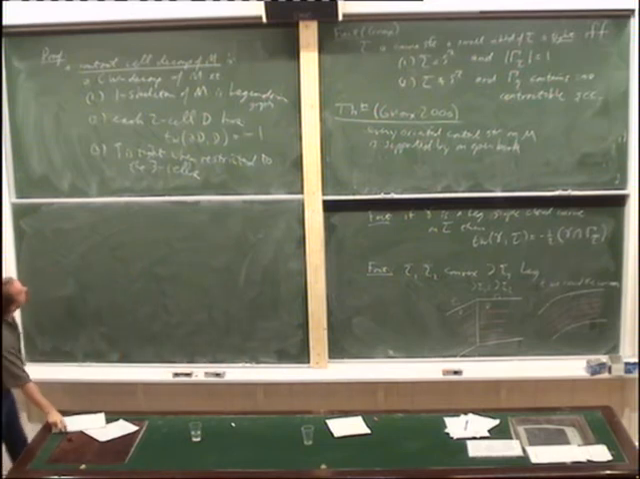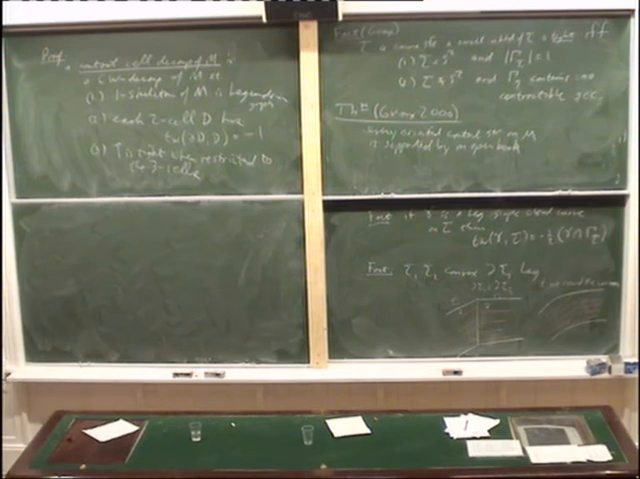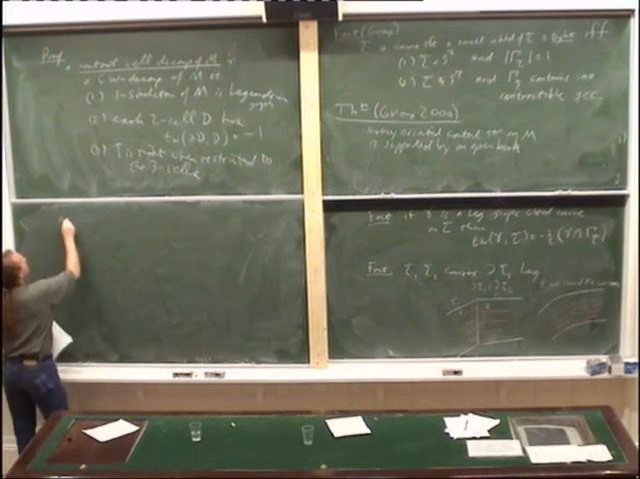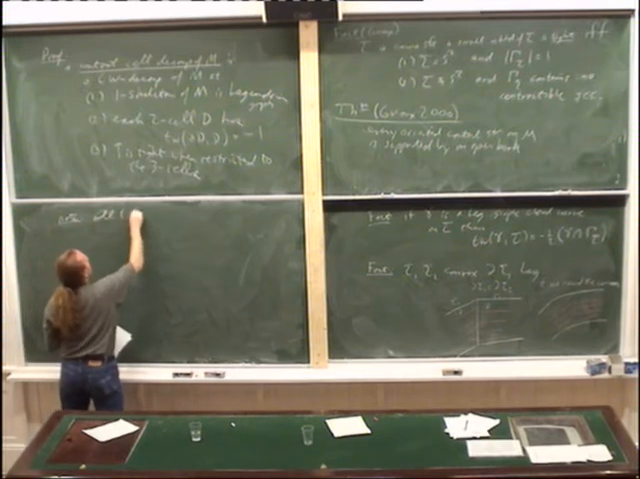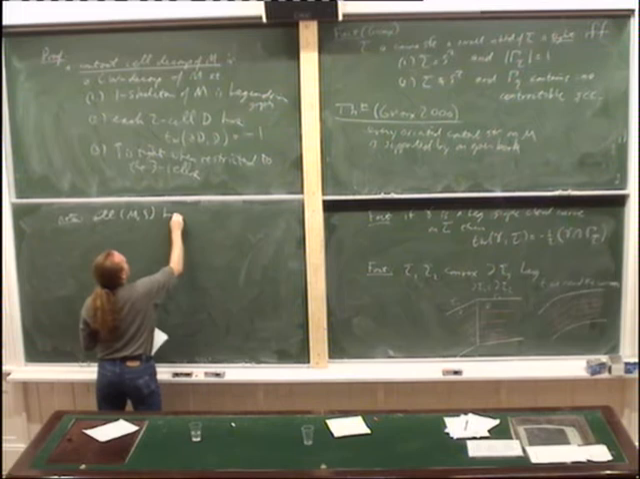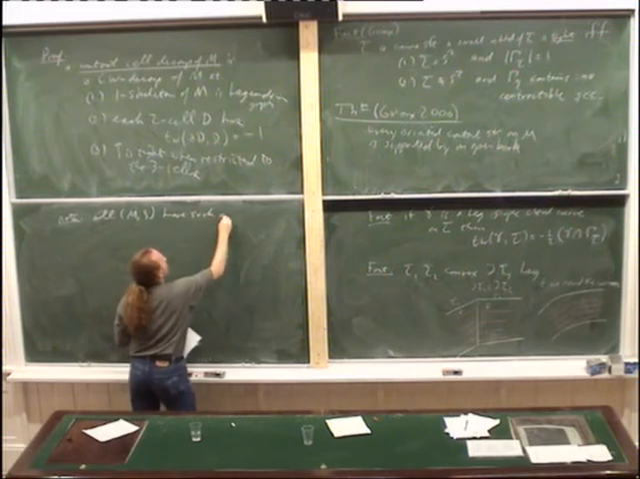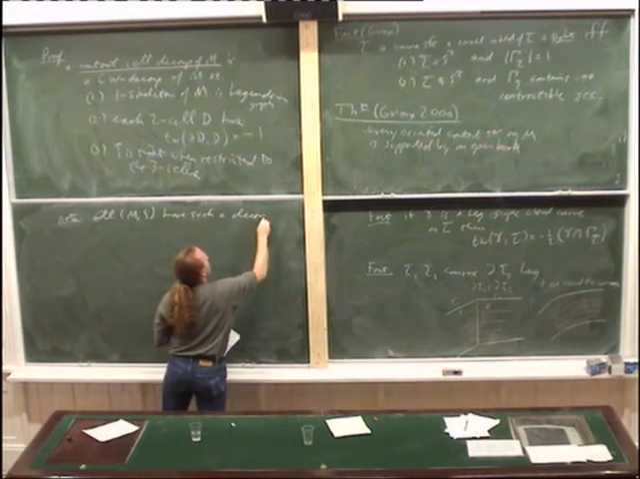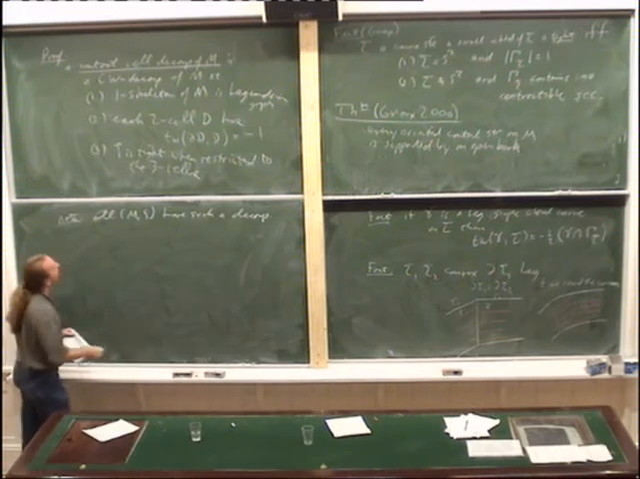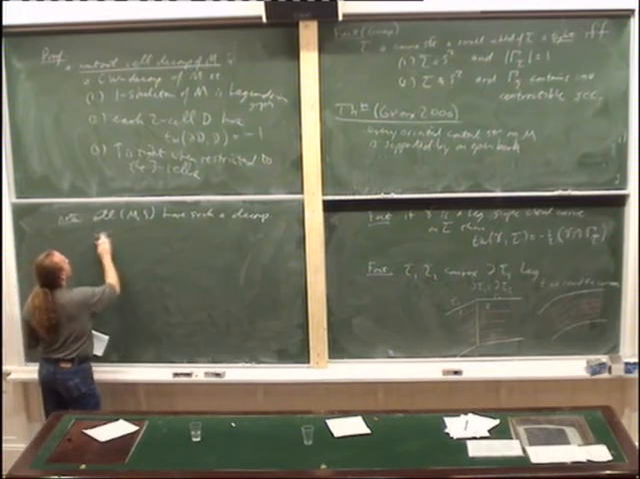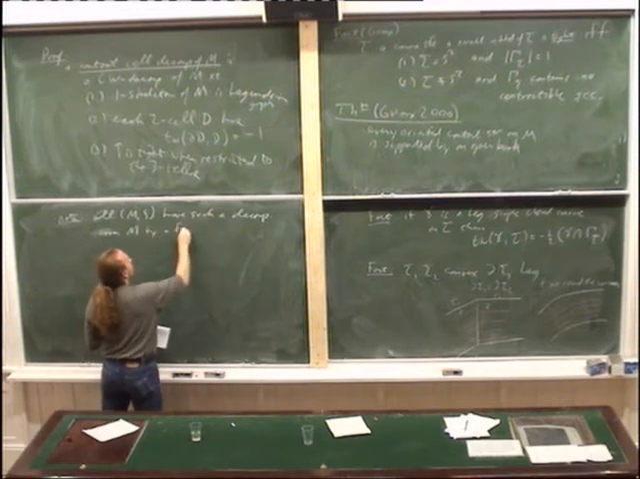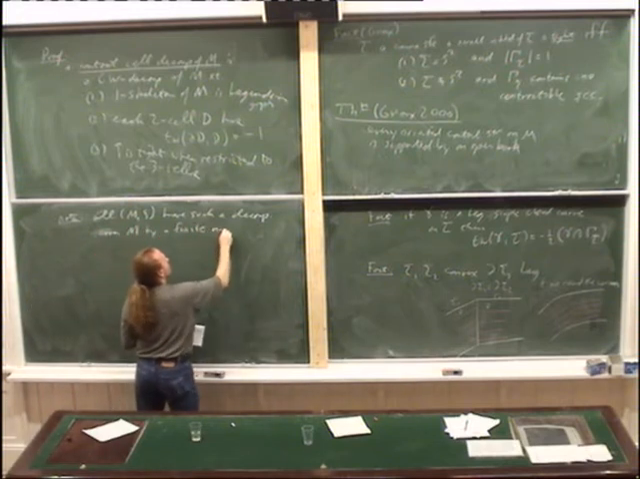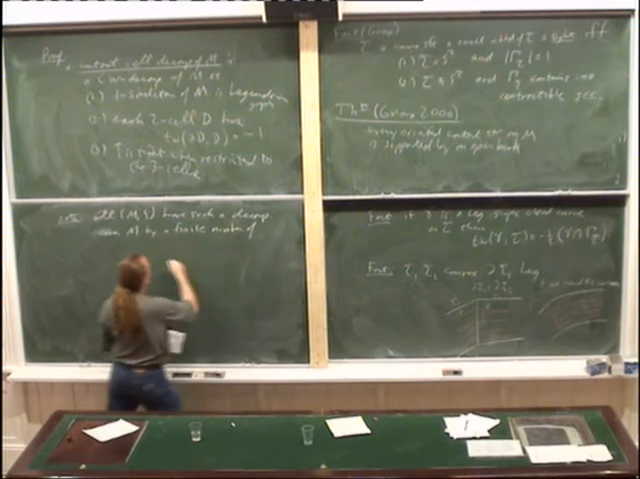So the first thing to notice is the fact that it's very easy to find a contact CW, or a contact cell decomposition. Note all manifolds have such a decomposition. So why is that? Well, just cover M by a finite number of Darboux balls.